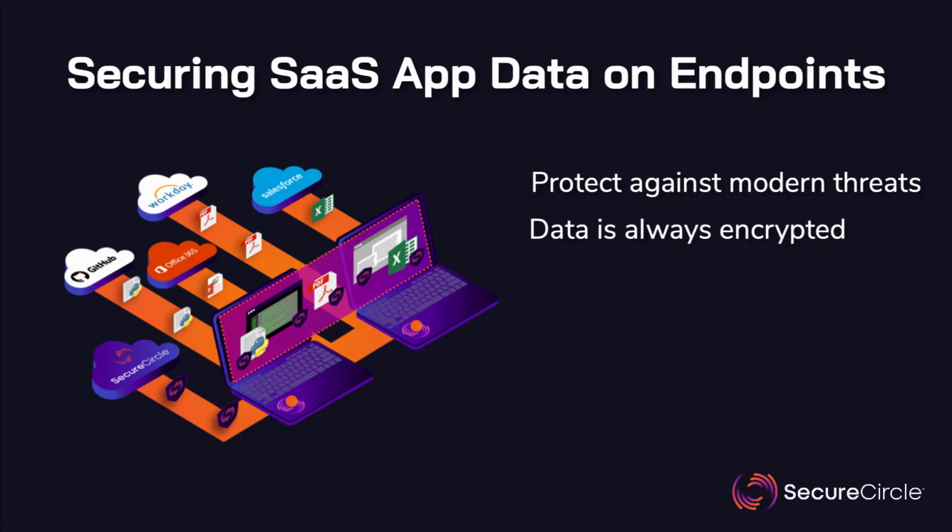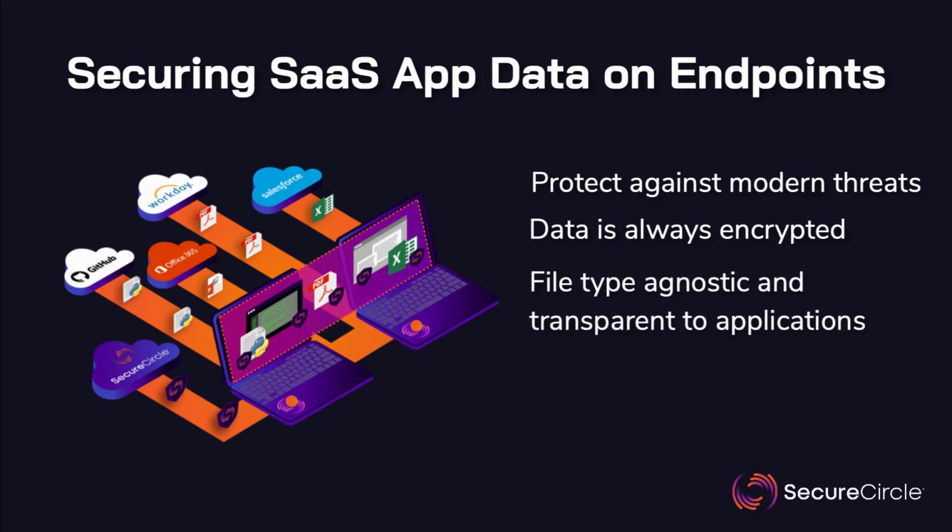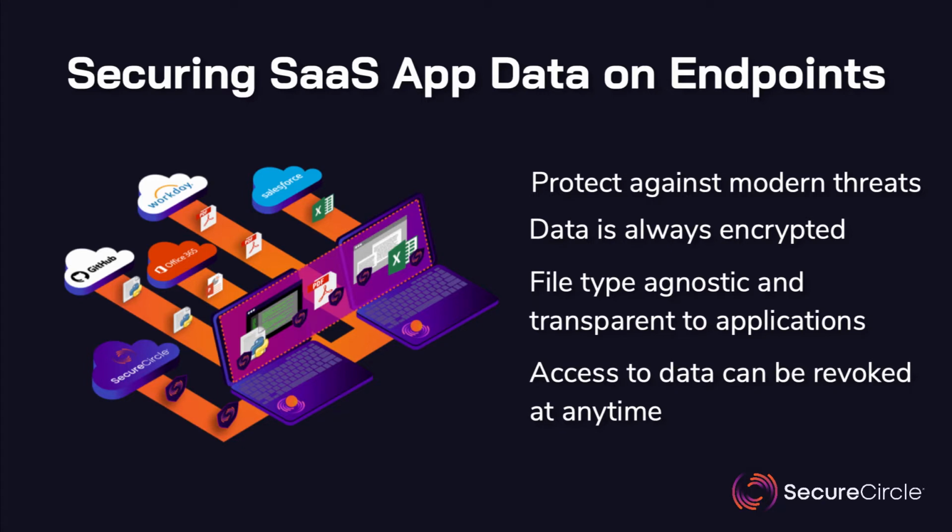SecureCircle keeps data encrypted in transit, at rest, and even in use, is completely file type agnostic and transparent to applications, and data within files is always accessible to permitted users, but can be revoked at any time.